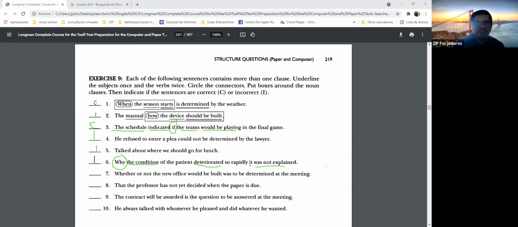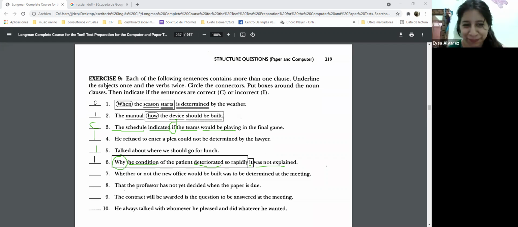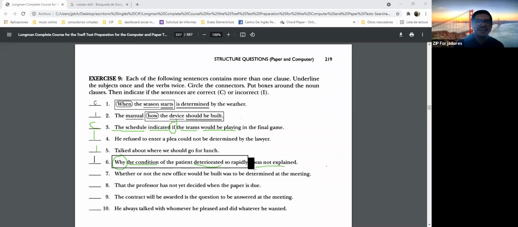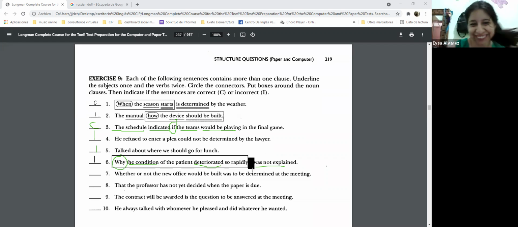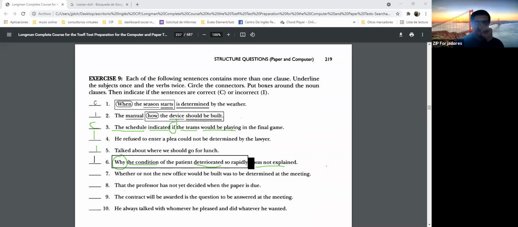I think it's correct. Okay, it's incorrect. Why? Because remember, the clause is going to act as a subject. So you have a double subject. All right, so you have to omit it. Why? Because the noun clause is at the beginning. Yes. All right, very good. Excellent. Number 7.